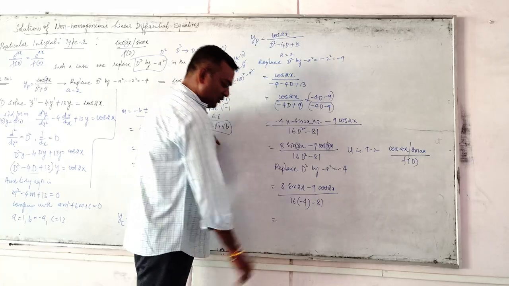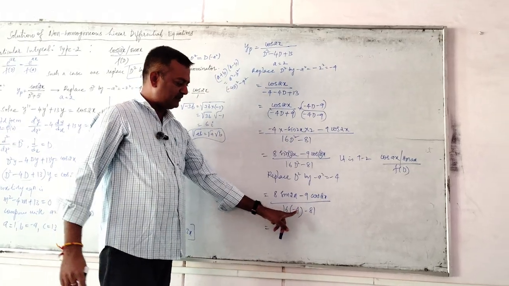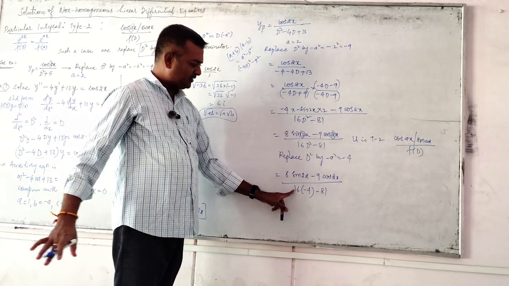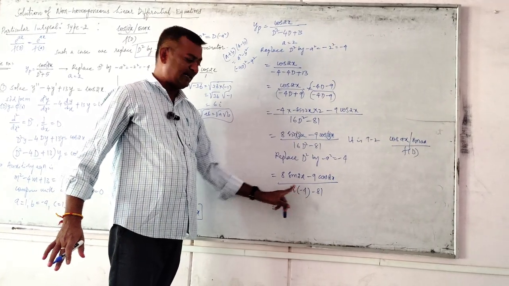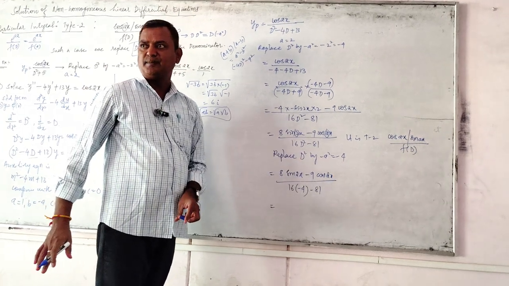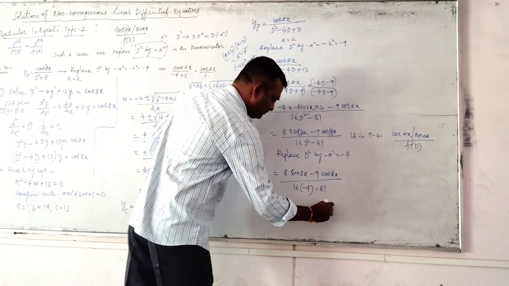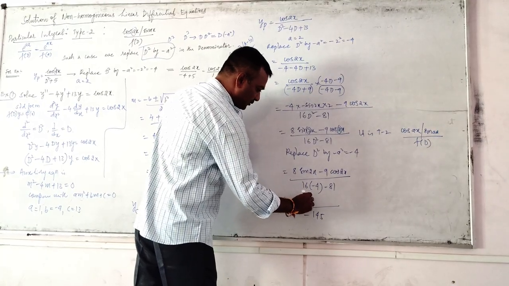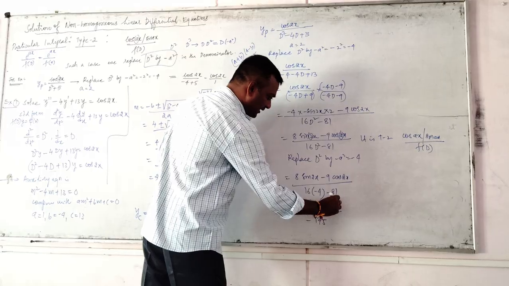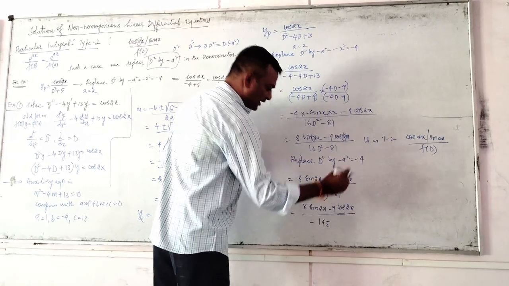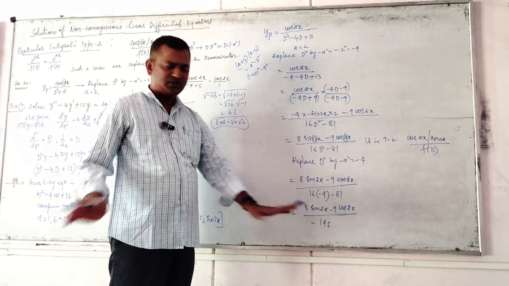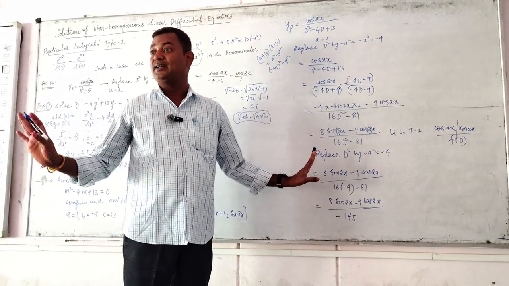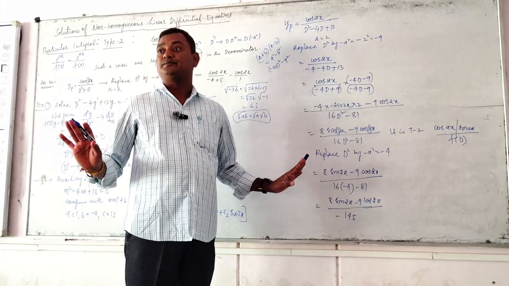81. So again, the denominator does not contain any d. 16 fours are 64, minus 64 minus 81 is minus 145. So this is 8 sin 2x minus 9 cos 2x as it is, divided by minus 145. So there is no d present in the denominator. That's our job over.